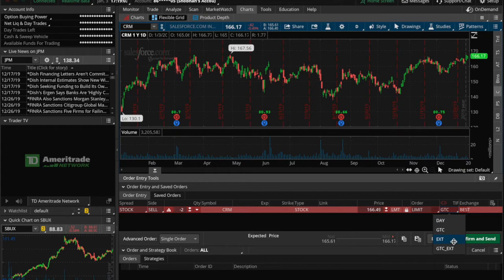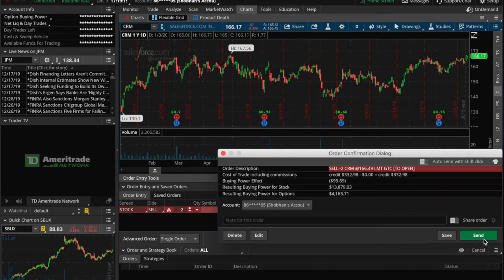EXT means that it's going to be extended hours, and GTC EXT is pretty much the order will be tried constantly during extended hours trading. So, and then exchange best, same here. Then we hit confirm and send.